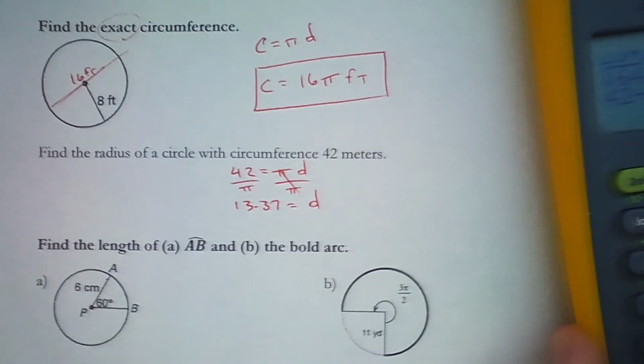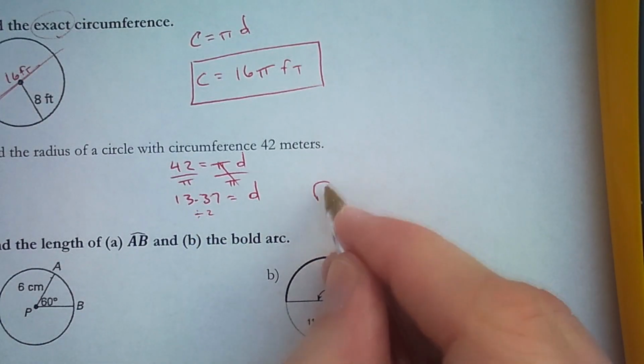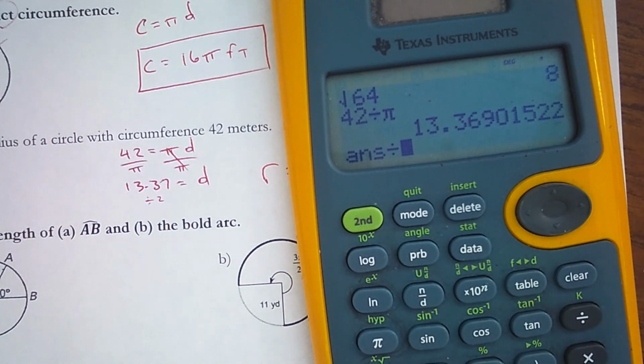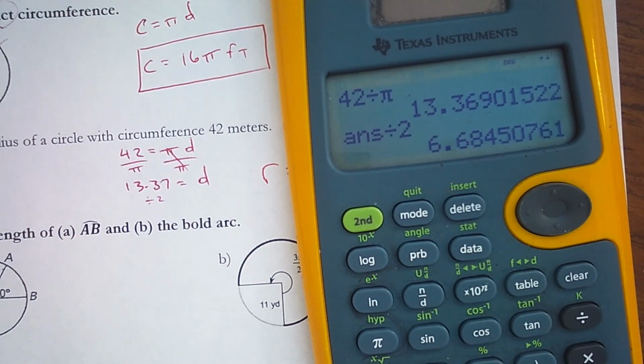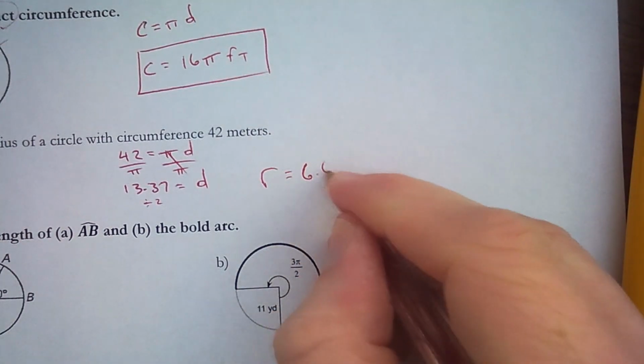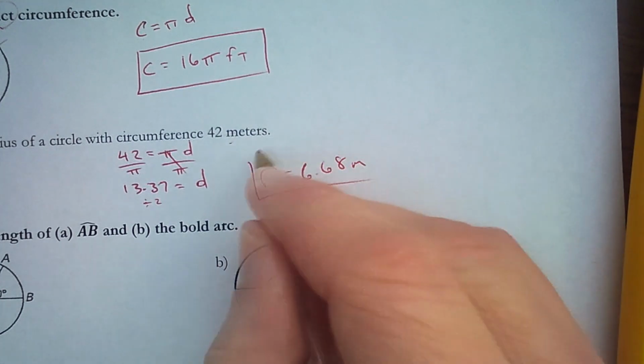To get the radius, I have to divide that number by 2. So the radius is the diameter divided by 2, and that is 6.68. So we have 6.68 meters for a radius.